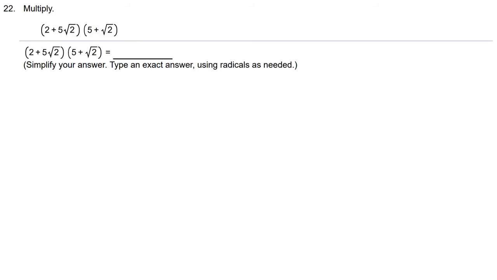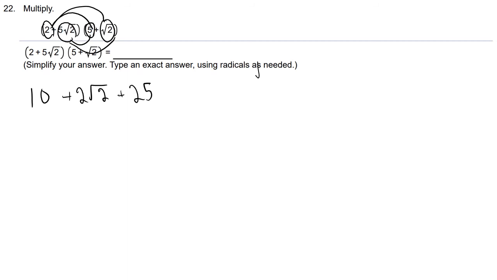This one, when we multiply it out, we need to be careful because we're going to actually have to distribute twice, or FOIL it out. So the first one I'm going to do is 2 times 5. That's 10. 2 times the square root of 2 is going to be 2 square root of 2. 5 square root of 2 times 5 is going to be 25 square root of 2. And lastly, we have 5 square root of 4.